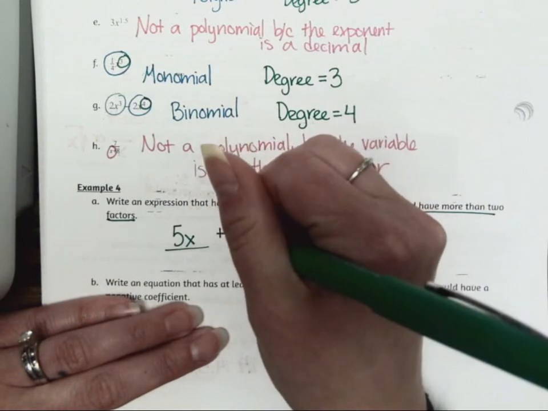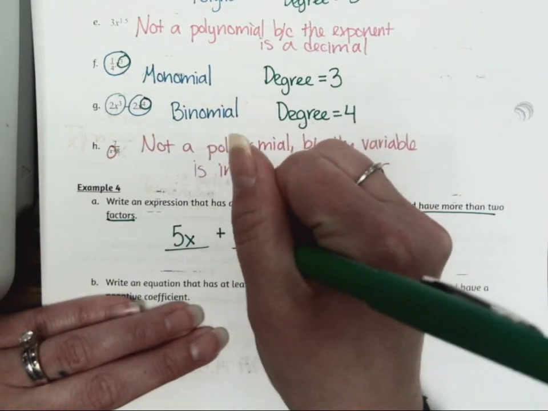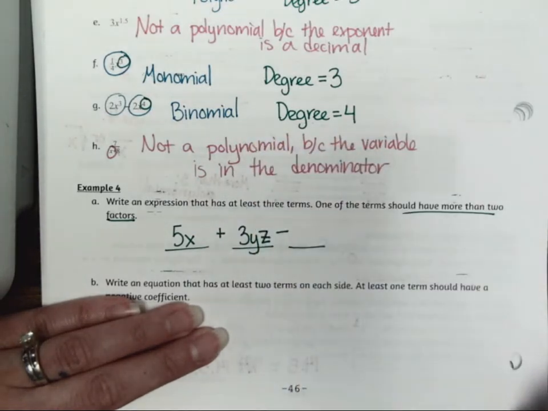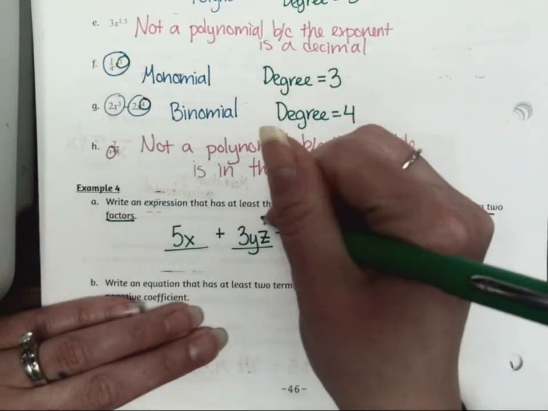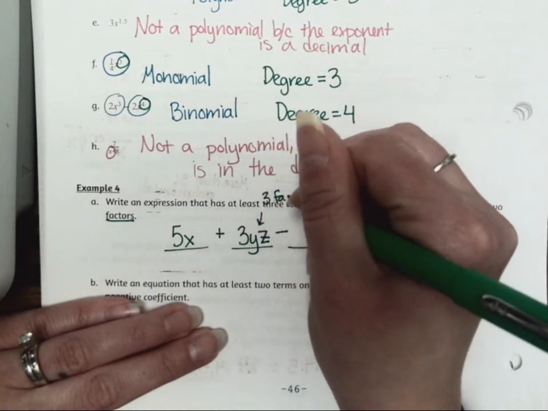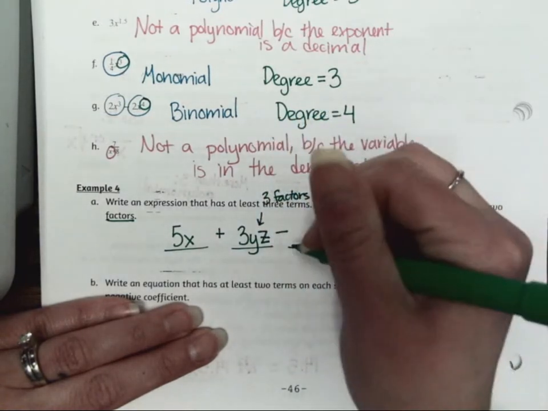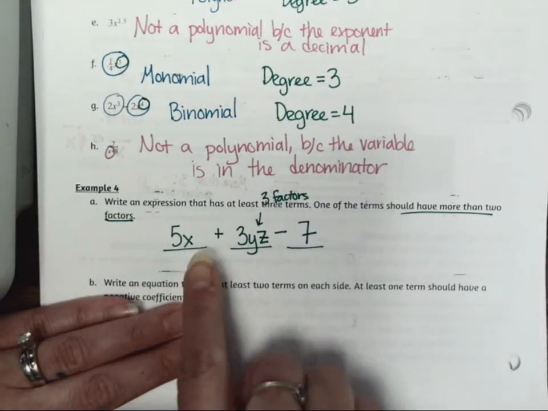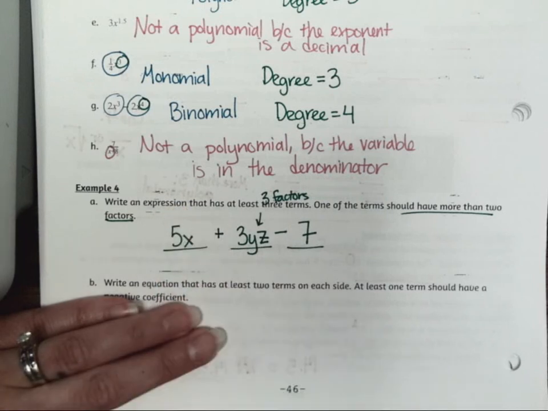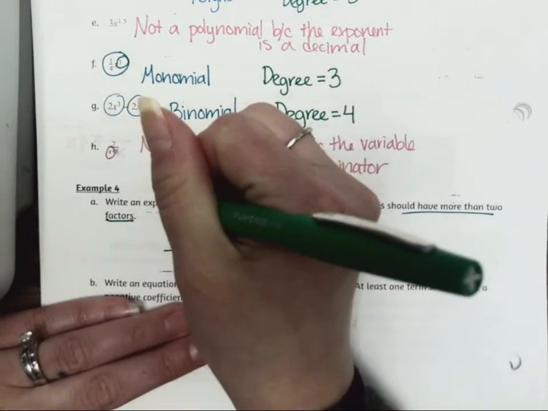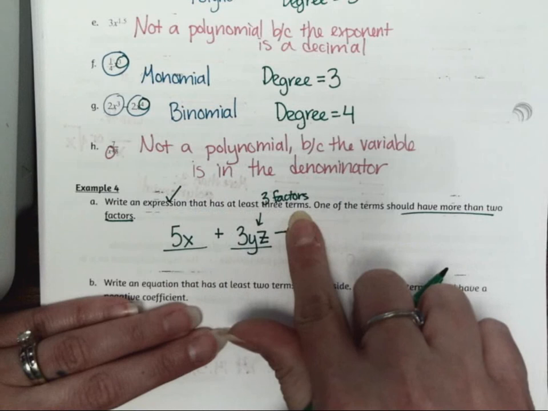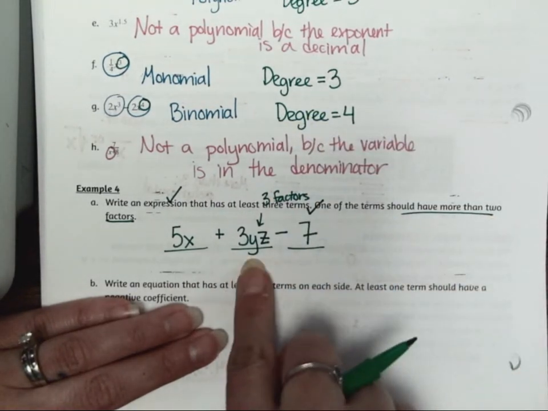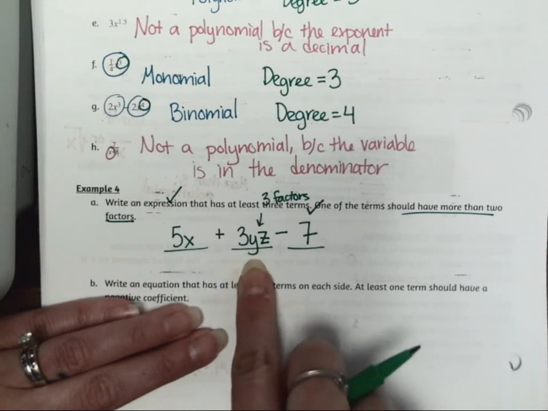So maybe I want 3y, and then I want to have a third factor, so maybe I'm going to include another variable. So 3yz. This one has 3 factors. And then let's just have it be a whole number for the last one. So we have an expression, so it doesn't have an equal sign. Good. It has 3 terms. Yes. And one of the terms has more than 2 factors. Yes.